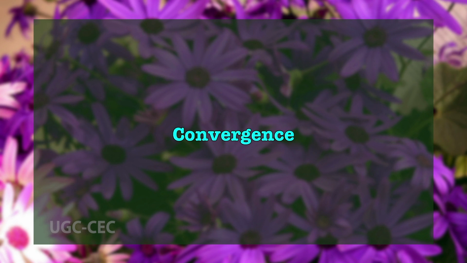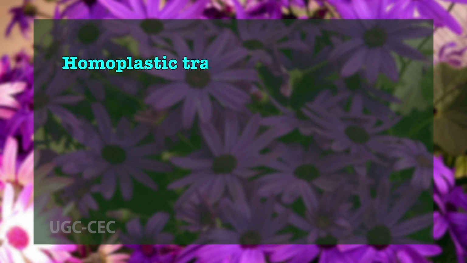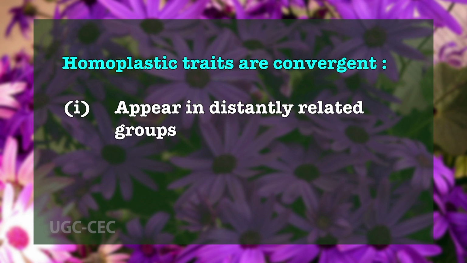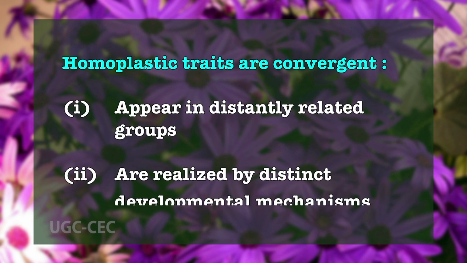Number 2, convergence. Convergence implies increasing similarity between two distinct phyletic lines, either with regard to an individual organ or to the whole organism. Similar features in convergence arise separately in two or more genetically diverse and not closely related taxa or lineages. The similarities have arisen in spite of lack of affinity and have probably been derived from different systems of genes. Homoplastic traits are seen as convergent if they appear in distantly related groups or are realized by distant developmental mechanisms.